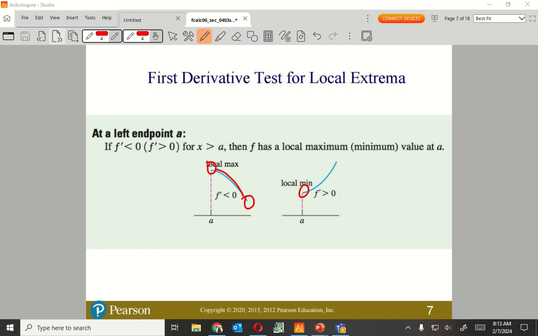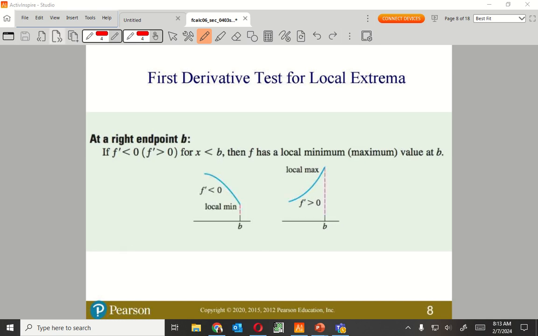Again, you could use these charts on the test if you need help with this. Same thing goes for the right endpoint. If this is less than all this over here, that is going to be a min. If this is more than, it's going to be a max. So we always check our endpoints. When we are finding our local mins and maxes, we find where the derivative equals 0, and then we plug in the endpoints. That's going to tell me min, max, local, or absolute, global.